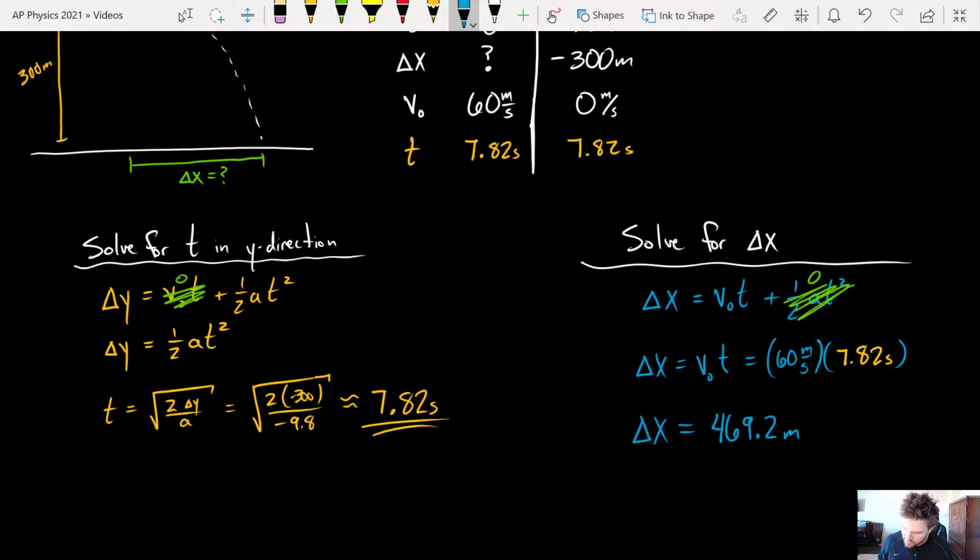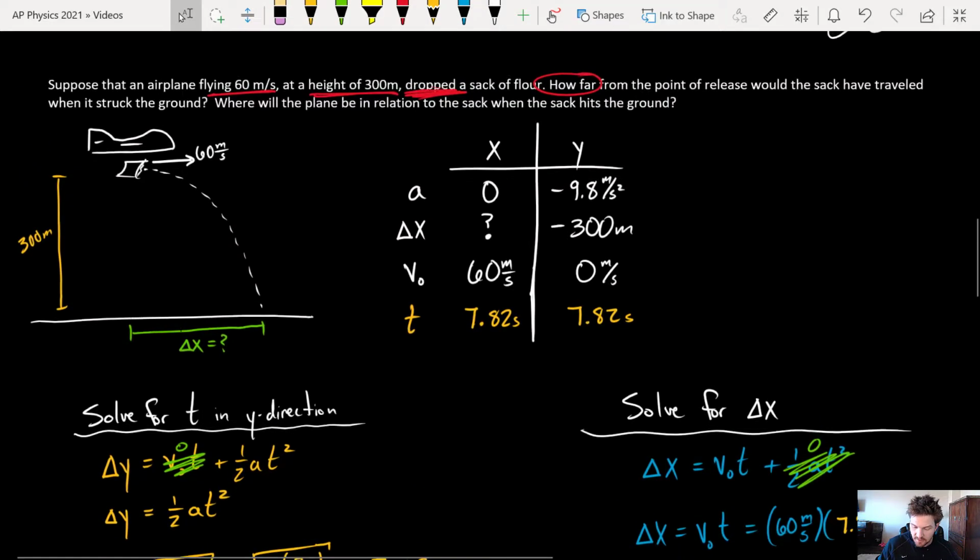Meters. Remember, displacement means that direction matters. This is positive, which means that it was moving in the positive direction, which we usually always say is to the right. So the bag fell from where it was dropped. It displaced another 469.2 meters to the right.